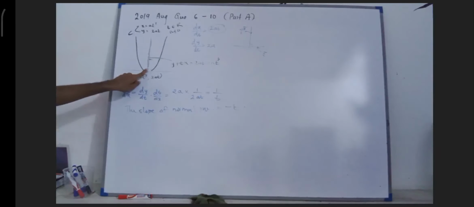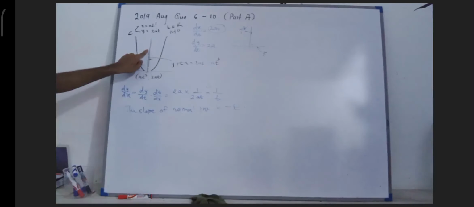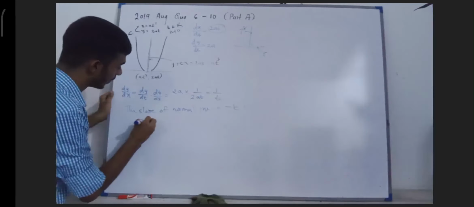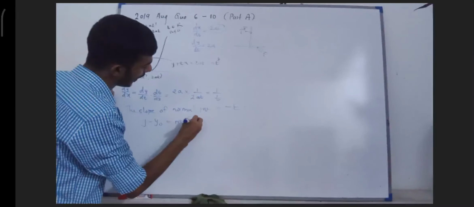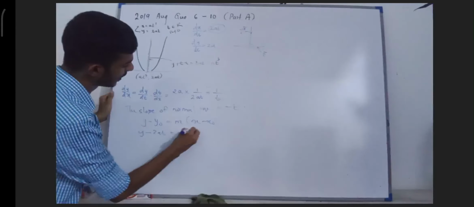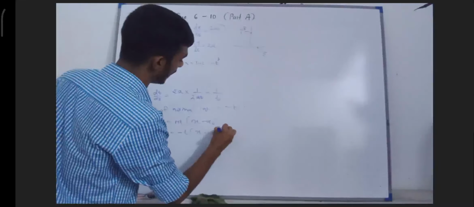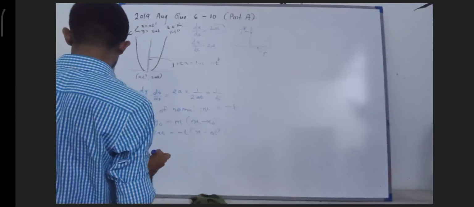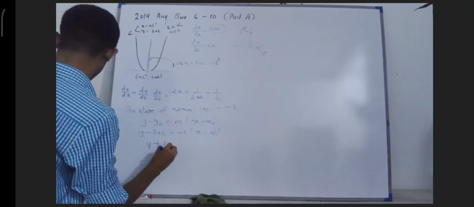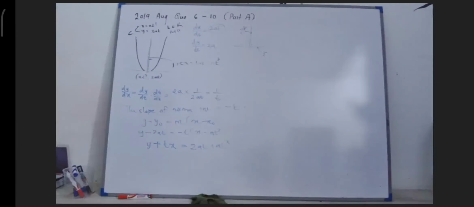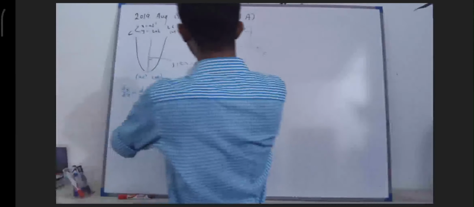Now I have to find the equation for this one. I know the gradient of this line, and I know one point's coordinates, so I can apply this equation: y minus y naught is equal to m into x minus x naught. So y minus 2at is equal to minus t into x minus at square. If I simplify this, y plus tx is equal to 2at plus at cube. This is what I have to show, which is given in the question itself.